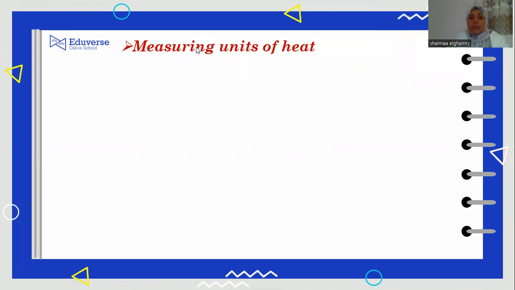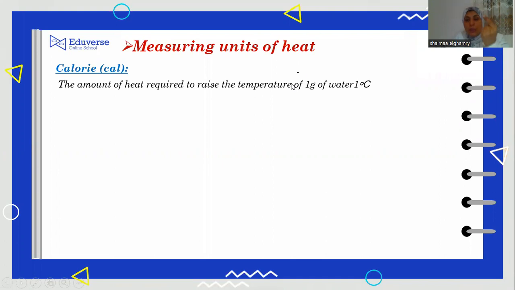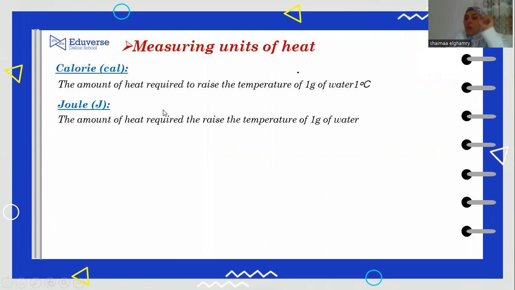The measuring units of heat. To express heat, we use two units: joule and calorie. The calorie is the amount of heat required to raise the temperature of 1 gram of water by 1 degree Celsius. The joule is the amount of heat required to raise the temperature of 1 gram of water by 1 over 4.184 degree Celsius. So 1 joule equals 1 over 4.184 of a calorie.